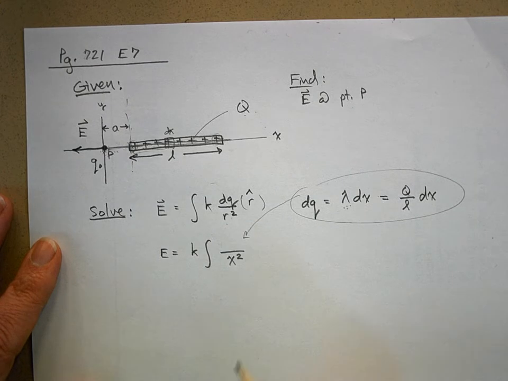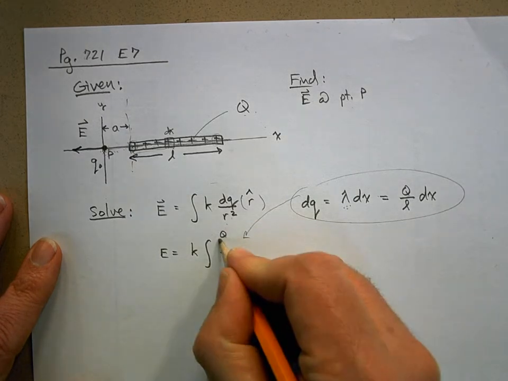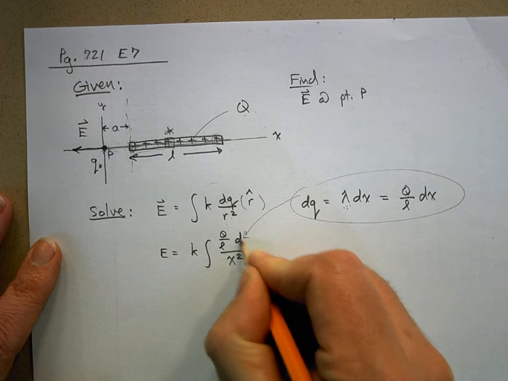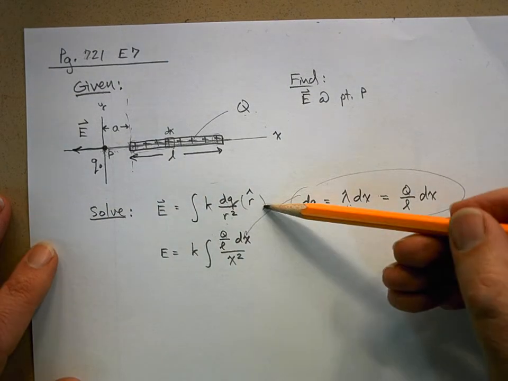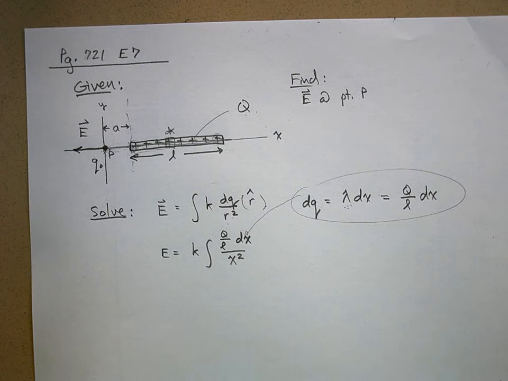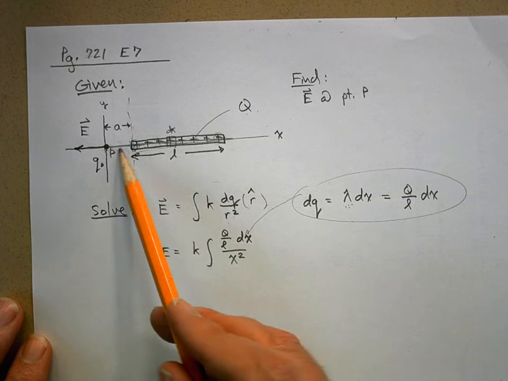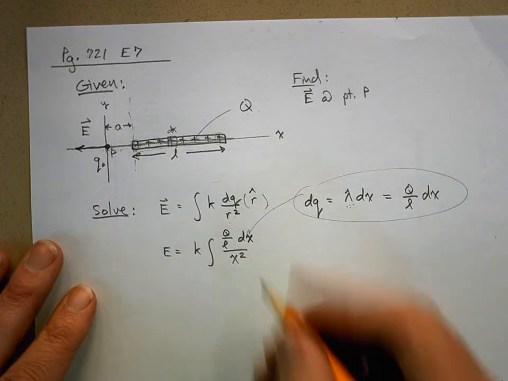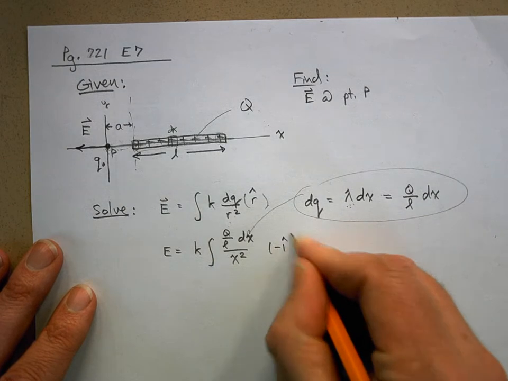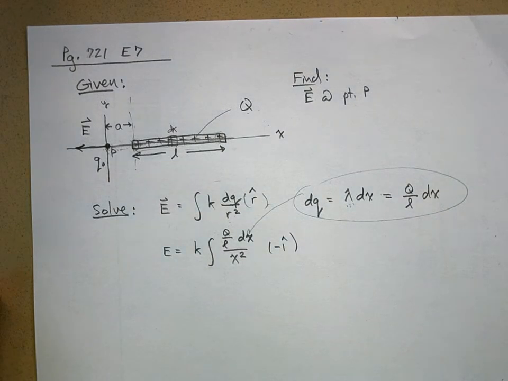So I'm going to say this is Q over L dx. Now I have to substitute in for the r hat. Well, I know what direction my electric field is going to be. All of these are going to contribute electric field to the left. So I'm just going to make the result the negative i hat direction.